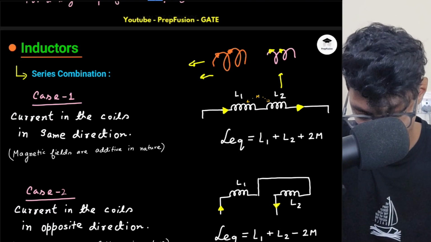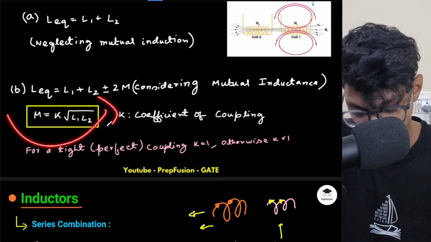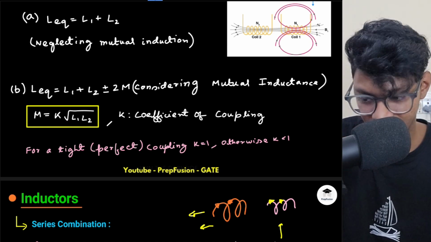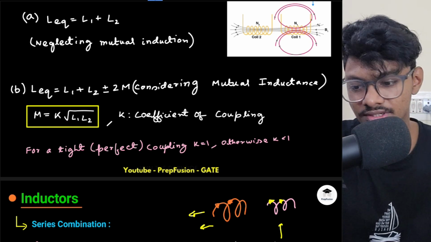M plus M becomes 2M. So mutual inductance gets added, and the formula for mutual inductance is this: M equals K under root L1 L2. That's just a constant thing. That's a formula thing. Okay, there is nothing to derive here.